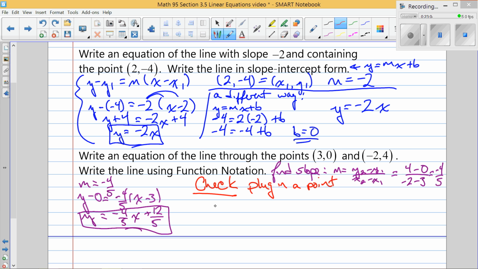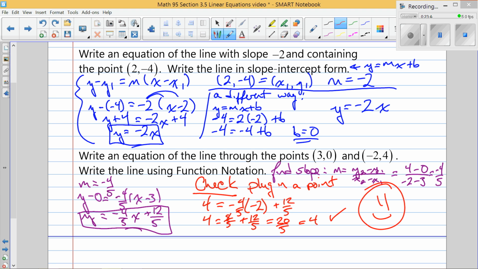So I'm going to let y equal 4. 4 should equal negative 4 fifths times negative 2 plus 12 over 5. So 4 should equal negative 4 times negative 2 is positive 8 fifths plus 12 fifths. 8 fifths plus 12 fifths is 20 fifths, which equals 4. That means we did it correctly, and that gives us a great big smiley face.